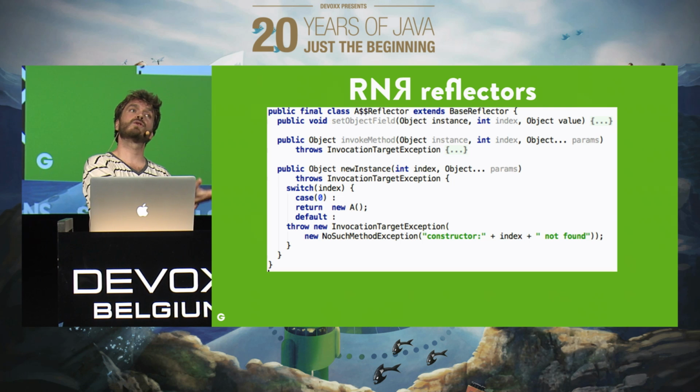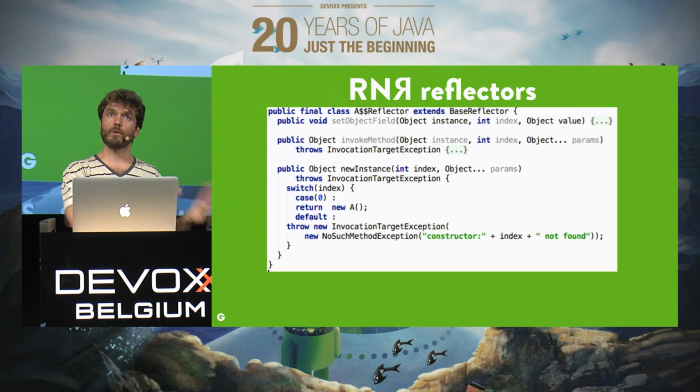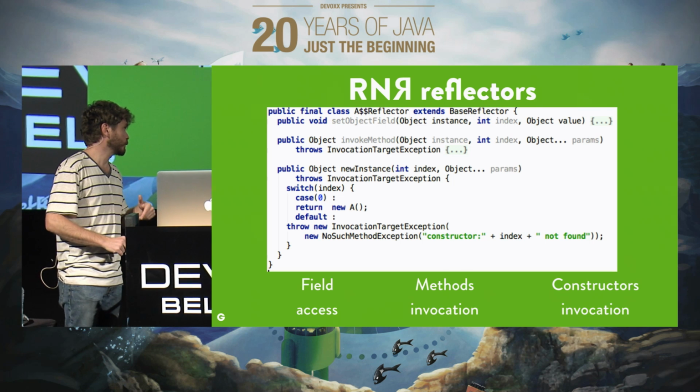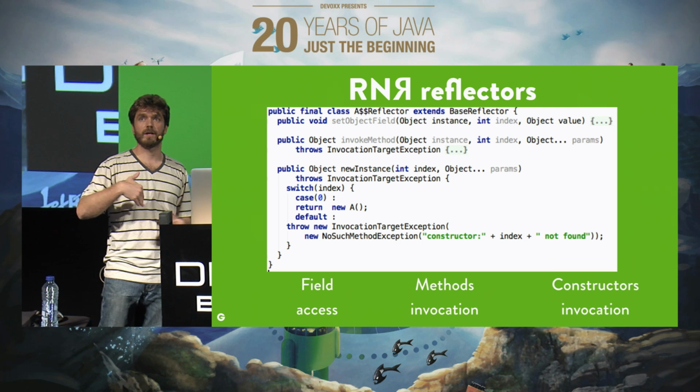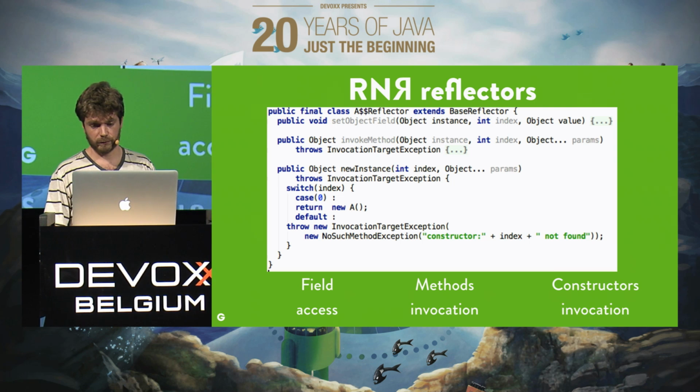But it gives you the feeling of using the reflection API. It's something very generic, but actually there is no reflection involved. That's the base idea. So we can use those reflectors to modify the fields, to access them, read or set them, to invoke methods, and to invoke constructors.